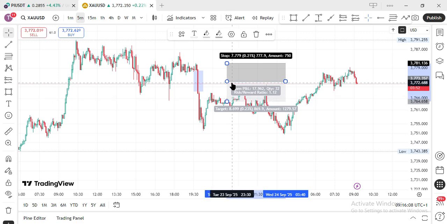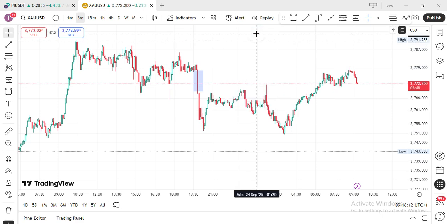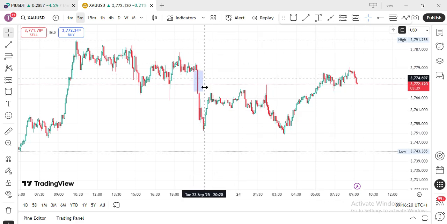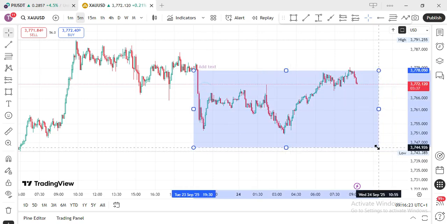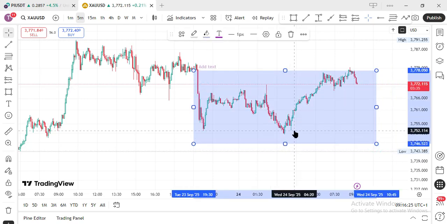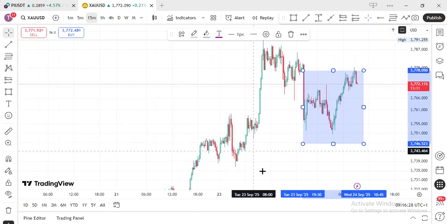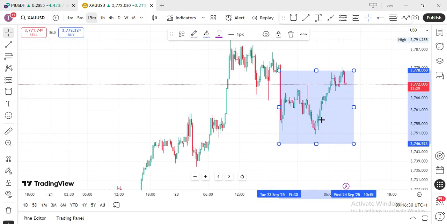When I trade fair value gaps, I trade them in line with structures. So let me paint a scenario. Now look at this break of structure that happened here. Look at this break of structure that happened here. Let me go to a higher time frame. Now look at this. A break of structure happened here.